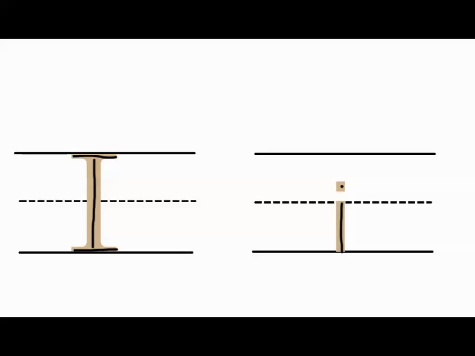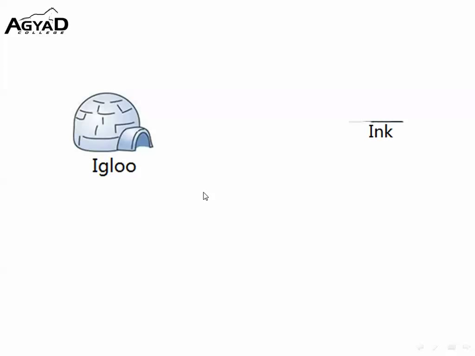Now, let's see, KG1. What words start with the sound I? We have igloo. Igloo, it's a home for the people who live in very cold weather, so they stay in this house, in this igloo, to keep warm. Okay, so it's igloo. Very good. What else do we have?